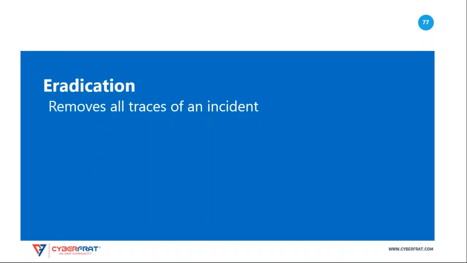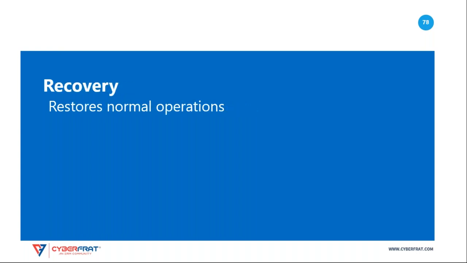Your goal during eradication is to remove any traces of the incident from your system and network. If an attacker compromises your accounts, you will need to secure those accounts. If they compromise system or network devices, you will need to secure those configurations as well. Basically, you need to go to your network and remove any traces of the security incident so that you can be certain that you have effectively secured your organization.